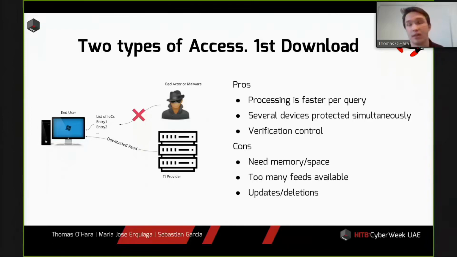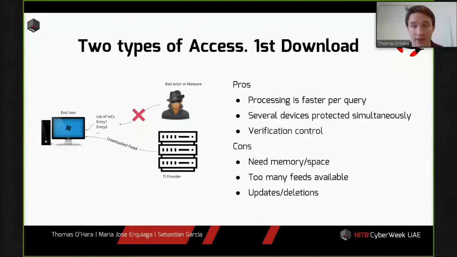Some cons to this is that you obviously need the memory and space to be able to store that blacklist, as well as processing power to be able to implement some sort of antivirus software. Another problem is that very often there are many threat intelligence feeds available, and it's difficult for end users to choose which ones to use. And then lastly, sometimes it's annoying to have to update and delete these blacklists because they're stored locally on the device.